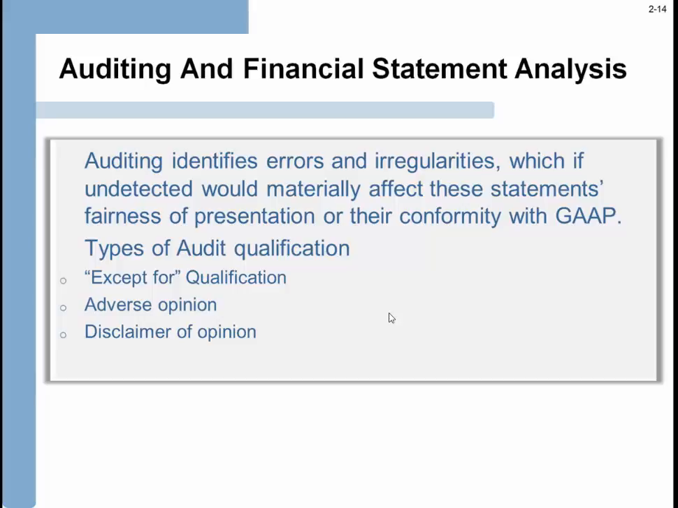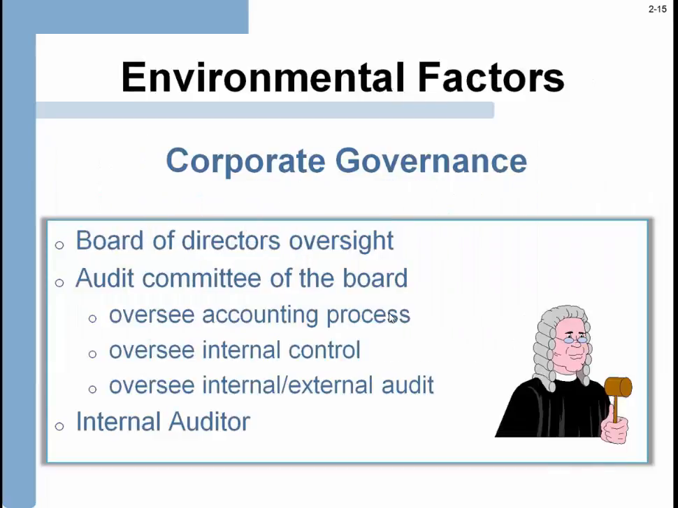So you have these for irregularities and errors. For conformity, there's different qualifications. The except for qualification, which we just saw. The adverse opinion says something like it's a real negative. There's something wrong with their financial statements, and a disclaimer of opinion. Each one of these are qualified opinions on financial statements, and if you have a business that has one of these, it's not a good thing at all.